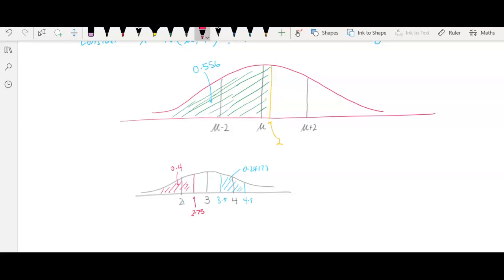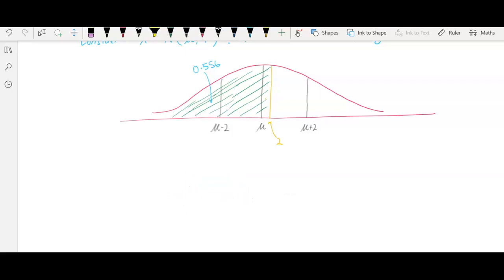So that's what we've done so far. That's pretty much all we've got, those sort of questions. This is different, isn't it? This is saying, there's your area and there's your boundary, but I don't know what your mean is. So how do we proceed?